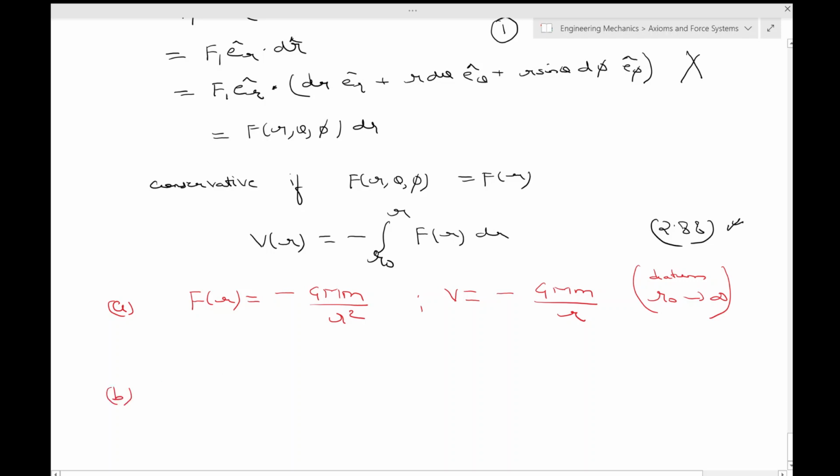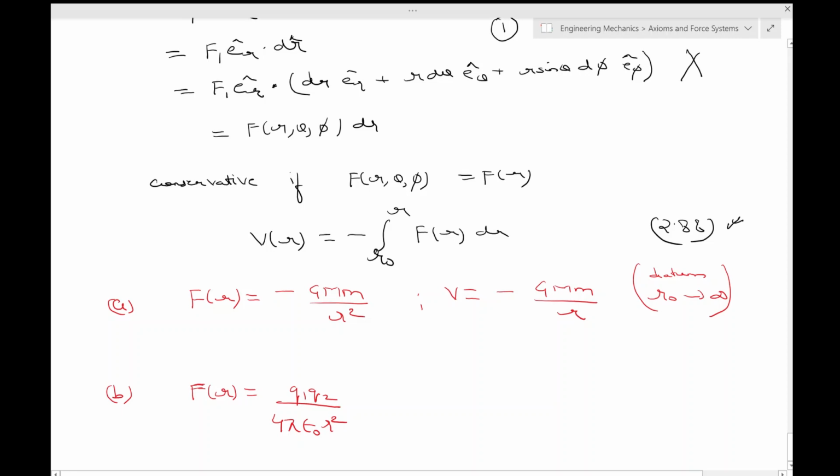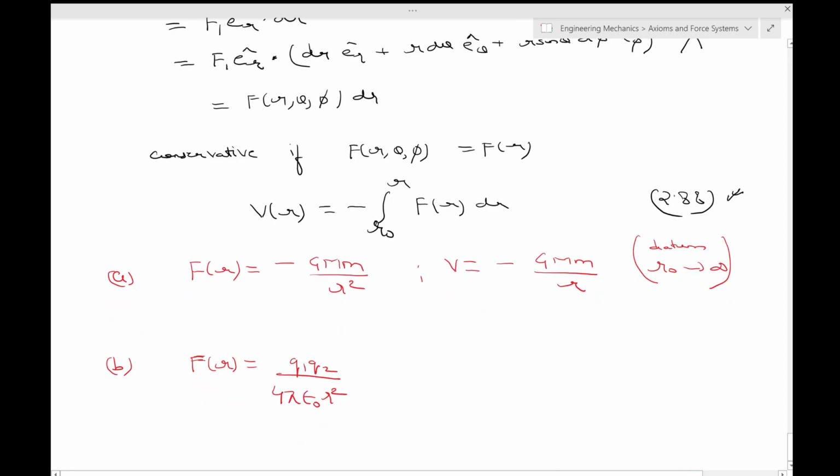Similarly, you have, say, electrostatic force, which is Fr is equal to Q1 Q2 by 4 pi epsilon naught r square. We have seen this before when we learned about the electrostatic force in electrostatic field. Okay, so if you have 2-point charges Q1 and Q2, this is a force between them. The potential again would be Q1 Q2 by 4 pi epsilon r. Okay, datum is again at infinity.